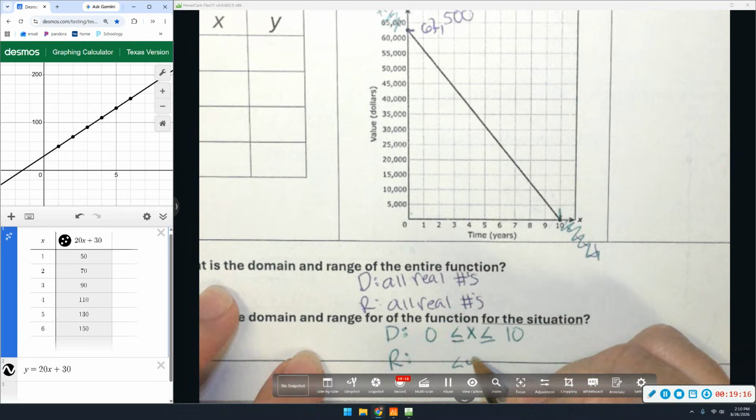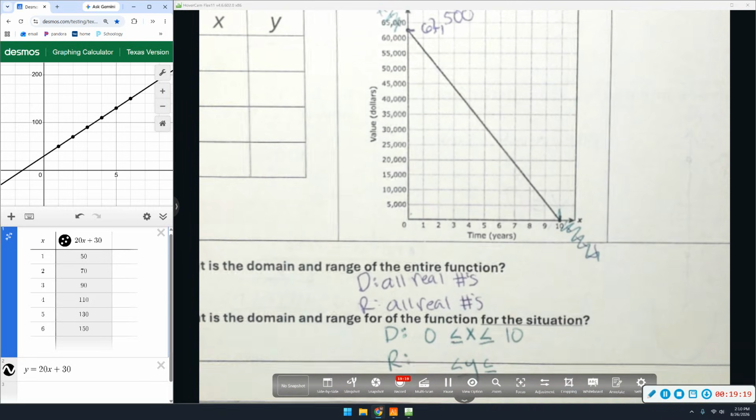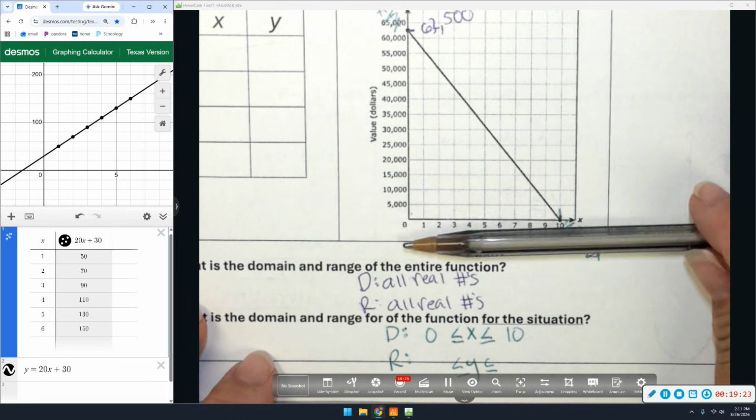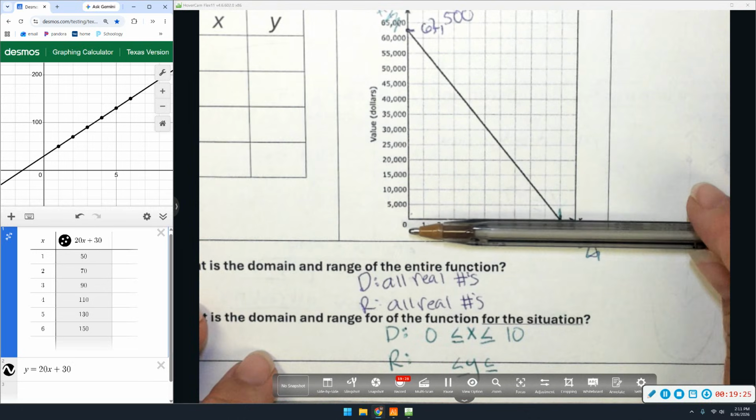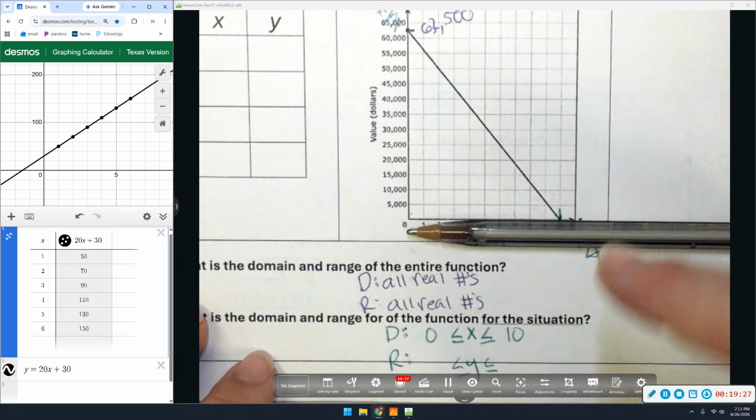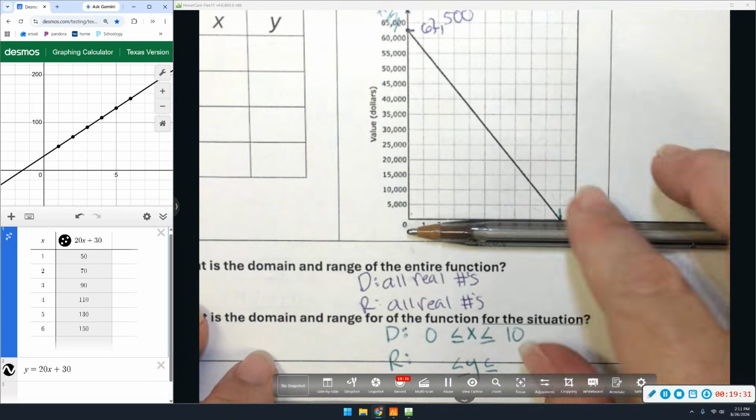Again, we're going to use the less than sandwich for the range. And we're not going to look at the x values here. We're just going to look at the y values. So what is the y value of this lowest point? And what's the y value of the highest point? Yes.